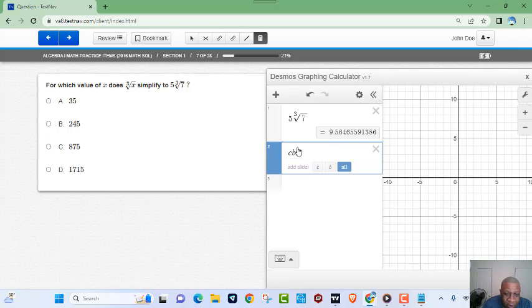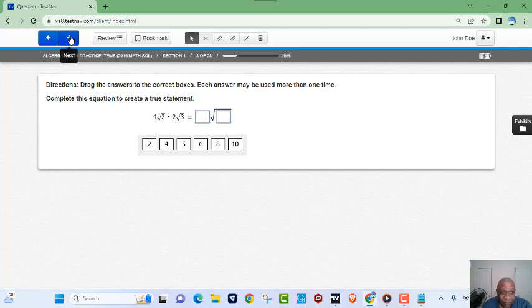Nope, that's not it. So CBRT 245. We get 6.2. Nope, that's not it. So CBRT 875. Yep, that's it. Exactly. So it's C, 875. All right, let's look at the next one.